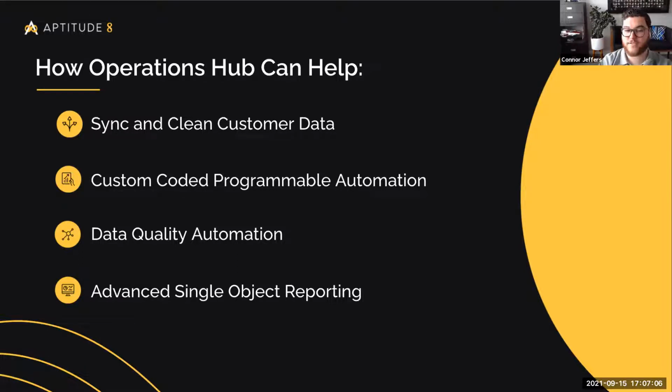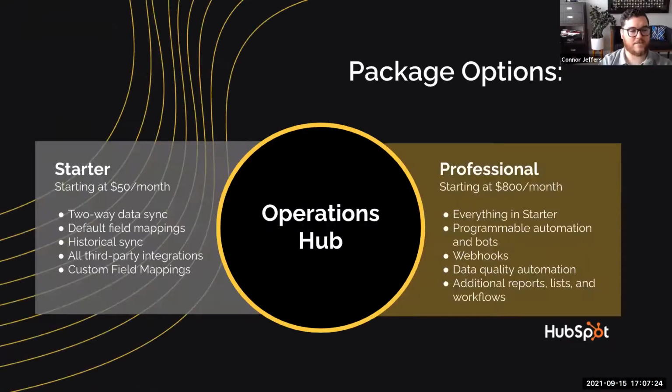You can use my favorite feature, which is custom coded programmable automation, so that you're not just limited to actions HubSpot has pre-built for you, but anything you could possibly want to do, and being able to expand some of your reporting capabilities inside of HubSpot as well. There are two flavors of Operations Hub. If we jump to our next slide here, two package options.